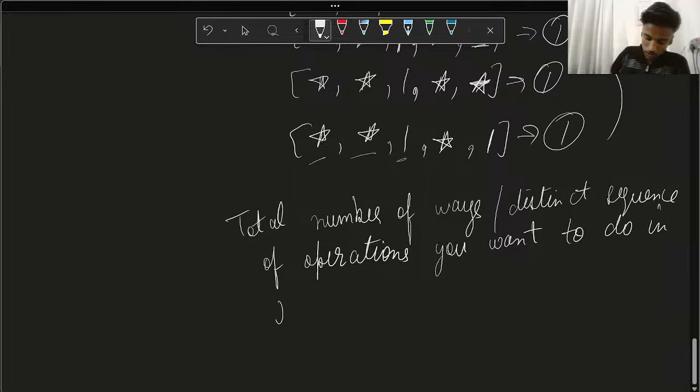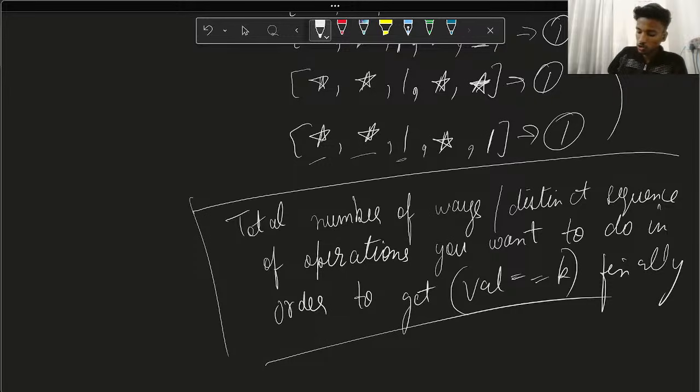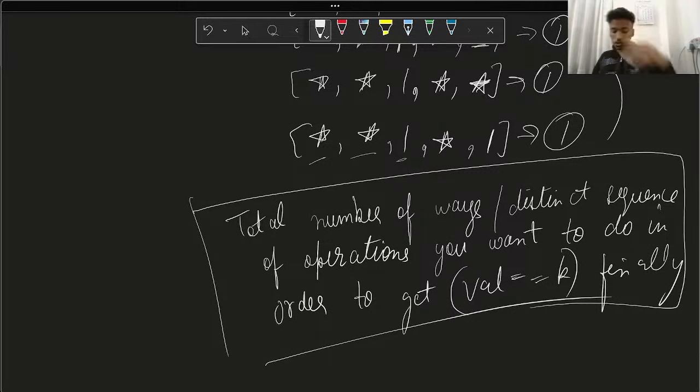in order to get val equal to k finally. Okay, so this is what we want to do. We have to calculate the total number of ways, or distinct sequences of operations you want to do in order to get val equal to k finally.